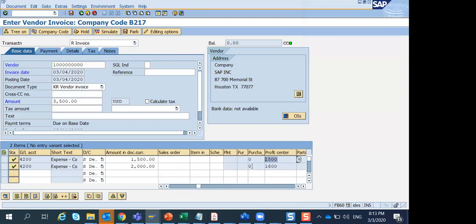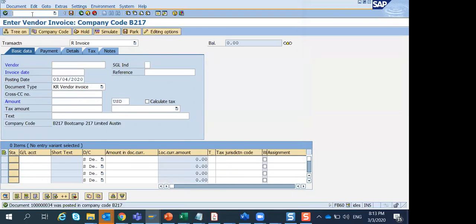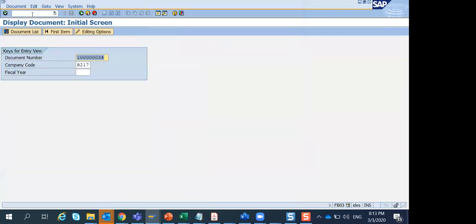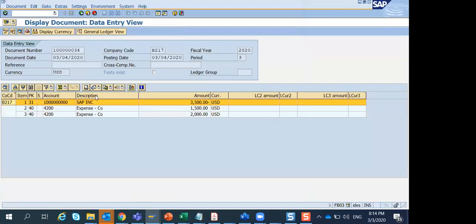As you can see here, now we have two profit centers, 1,500 and 1,600. Now let's try to post. So I just posted. Let me go to FB03 and look at your document. FB03. Okay, and don't be fooled, because when you look here, this we call the data entry view. The data entry view is always going to look like this. As you can see here, credit to the vendor and debit to these expenses. I don't have the profit center line here. Let me just bring it up.